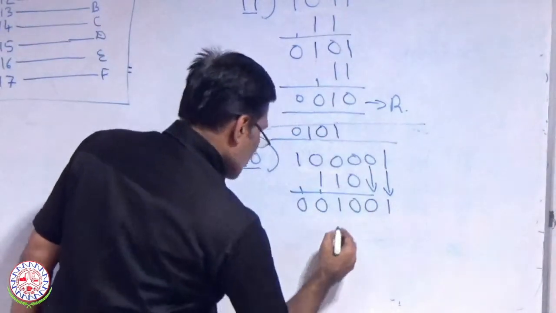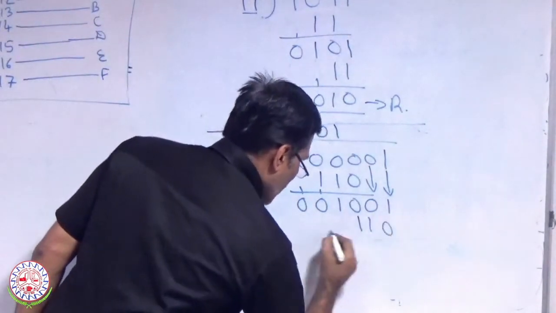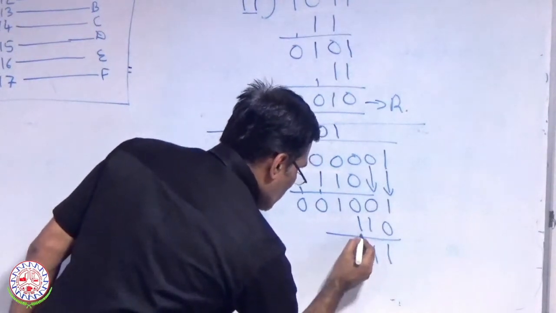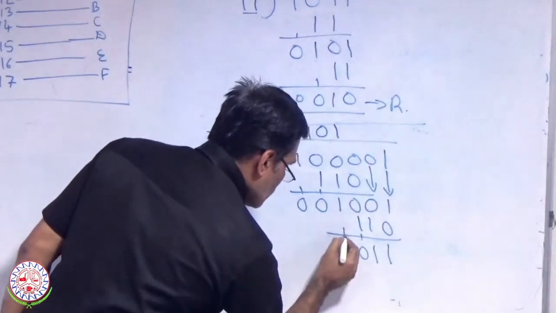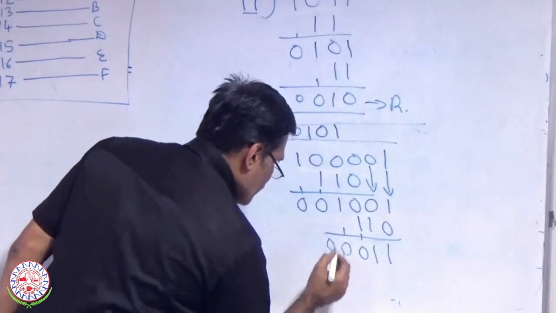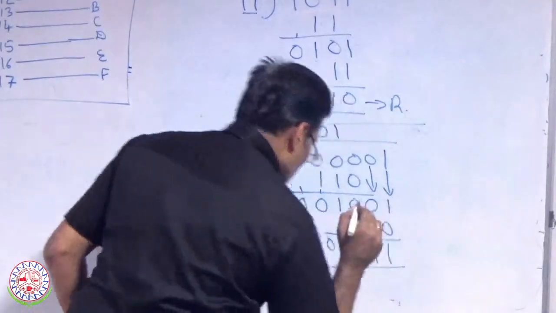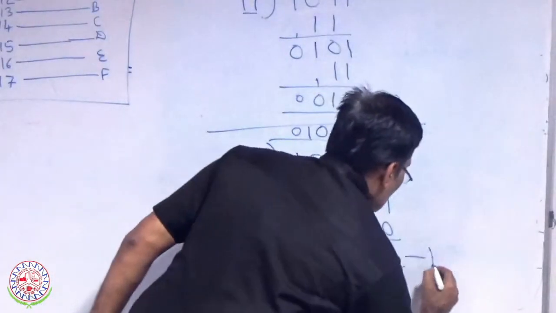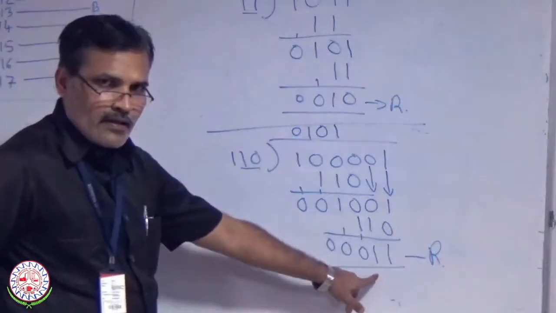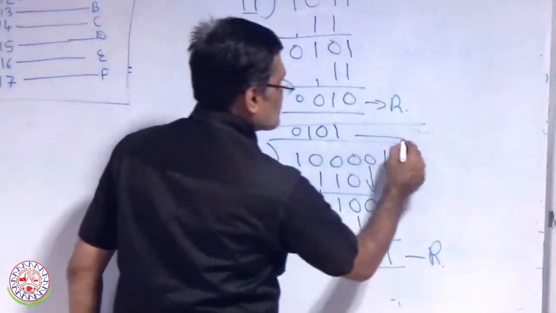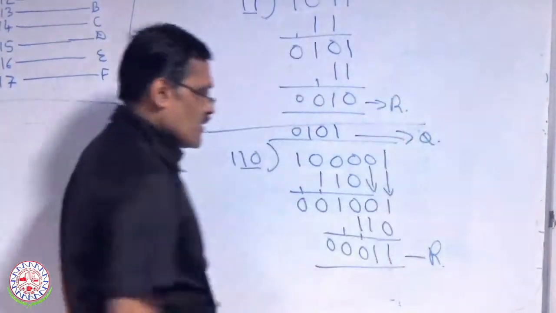So again 1s are 1 1 0. 1, so this is 1. 2 minus 2 is 0. So this is 0. This is 0. Okay. So this is the remainder that is generated. So I cannot divide further here. So this is the last remainder that is generated. So this is the quotient that is generated.